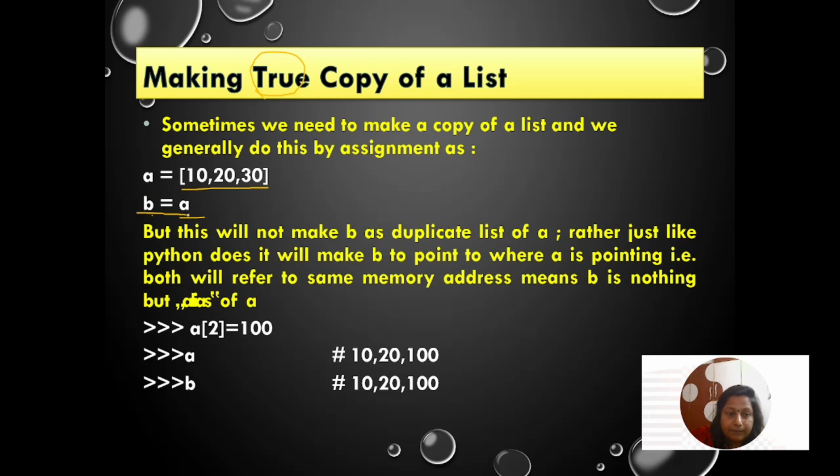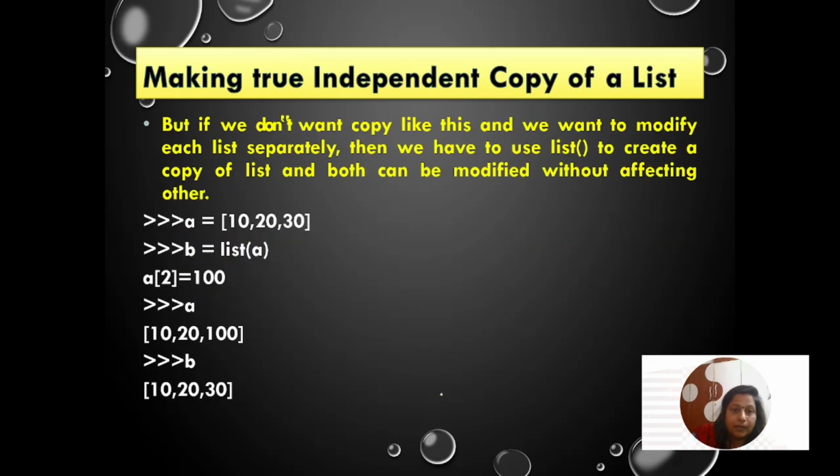But when you assign B equal to A and try to give a new value, by default it will change the original list also. So A will change to 100, and B also will change to 100. If you want to make a true independent copy, instead of B equal to A, you have to give B equal to list of A. If you do that, when you change something, it won't affect the other. Clear now?